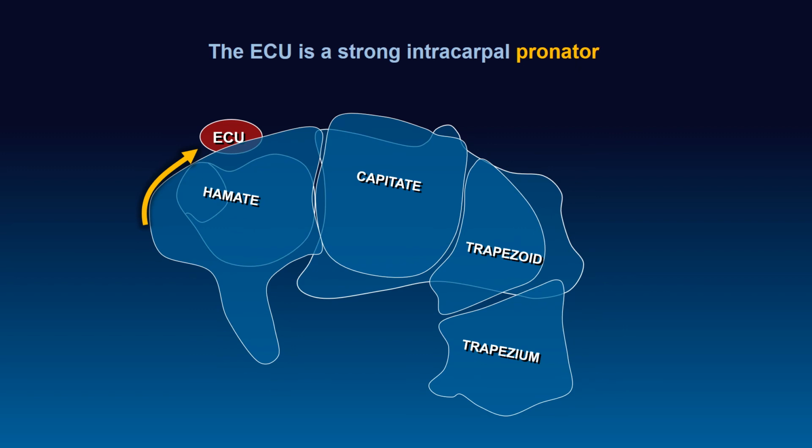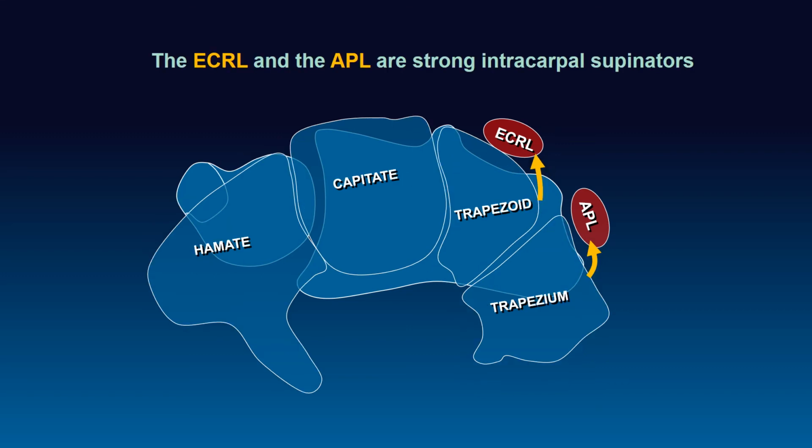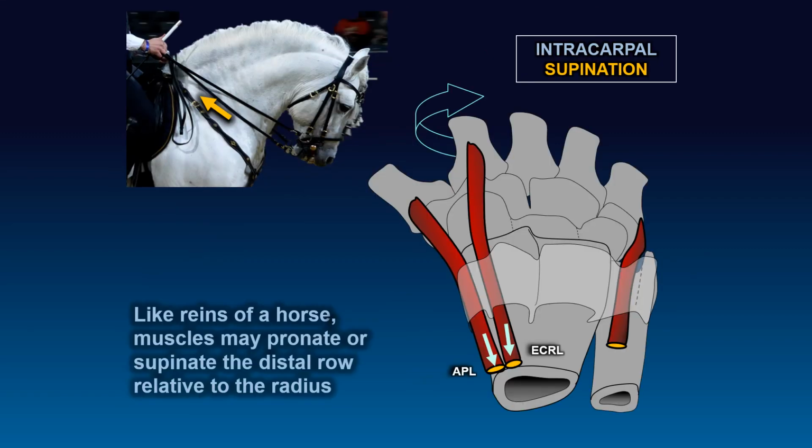Because of this change in direction, contraction of the ECU is likely to generate a pronation moment to the distal row. By contrast, there are other tendons which have opposite oblique courses at the level of the wrist, inducing a supination moment to the distal row. That was the key to understand how muscles contribute to carpal stability.